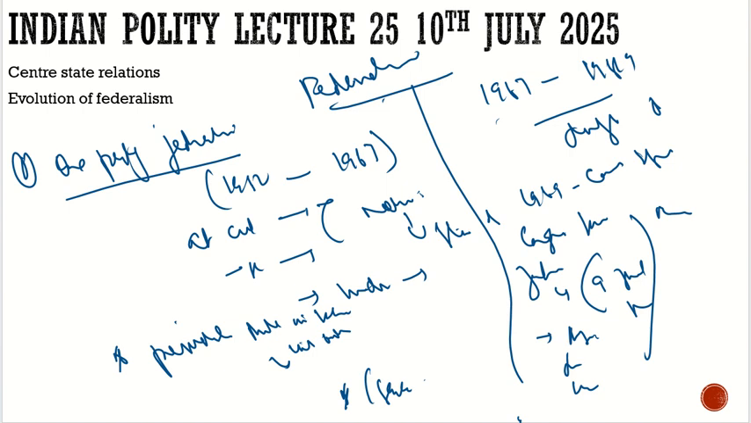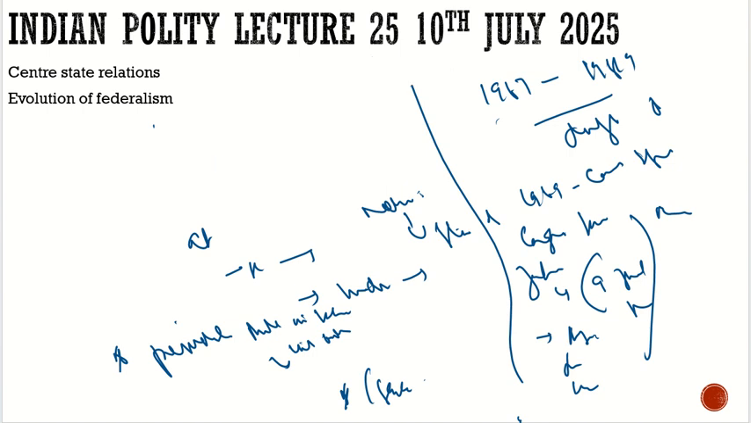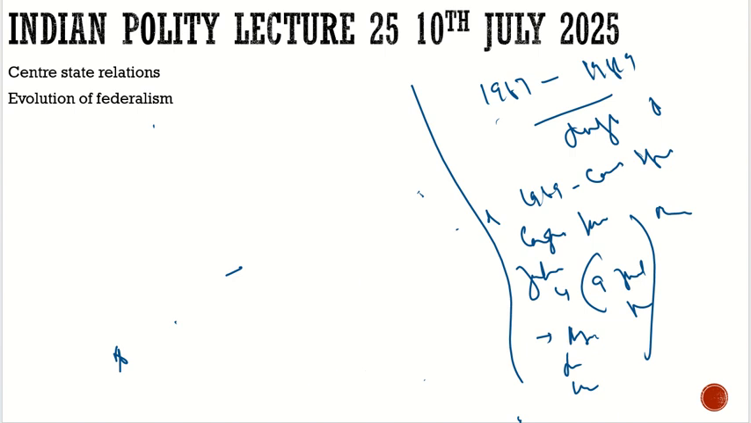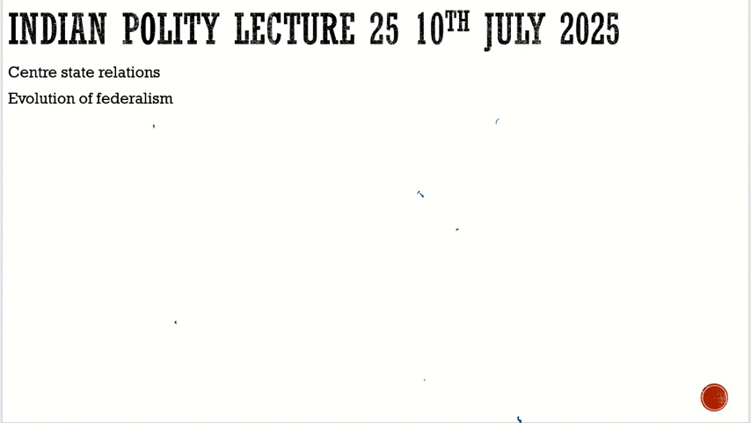Then there is the third phase, which is multi-party federation. The third phase of federalism in our history is the multi-party.